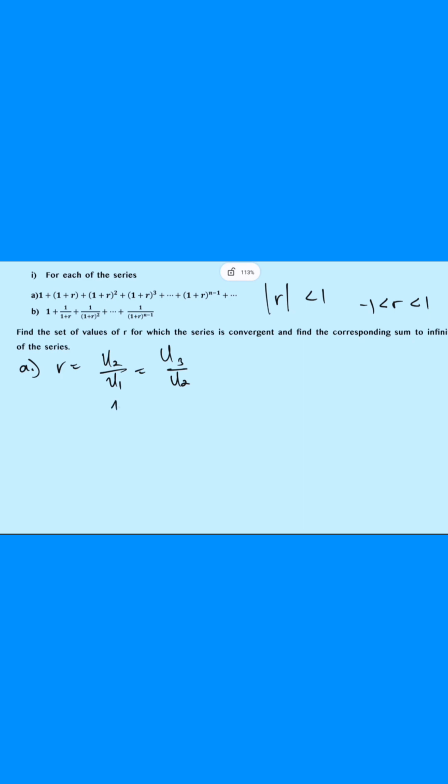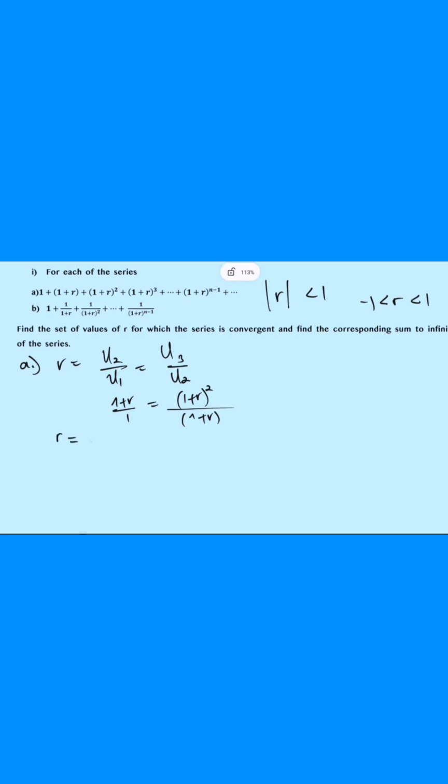So 1 plus r over 1 should be equal to 1 plus r, all of this squared, over 1 plus r. So then common ratio should be equal to, okay, this looks weird because there's 2r, so I'm just going to put this as c. Common ratio should be just 1 plus r, right? And now for the first series, for it to be convergent, the magnitude of this, so magnitude of c r, has to be less than 1.